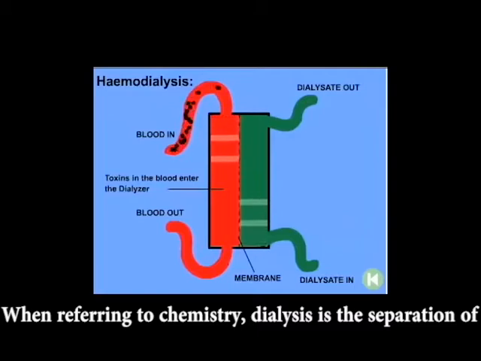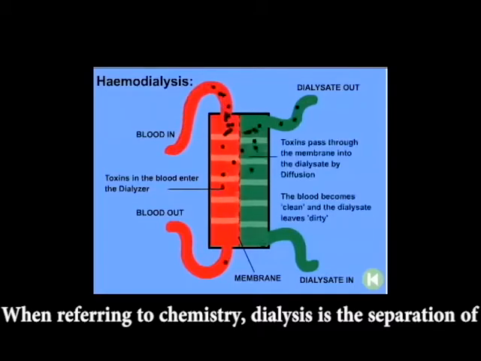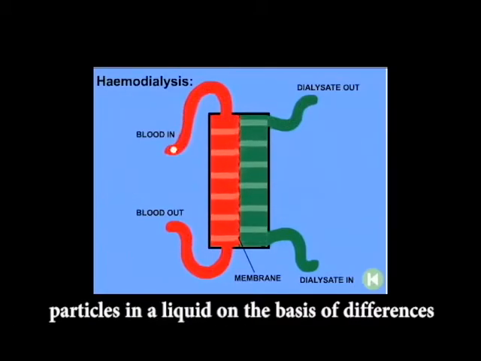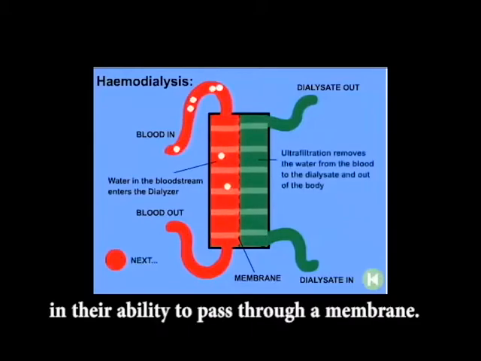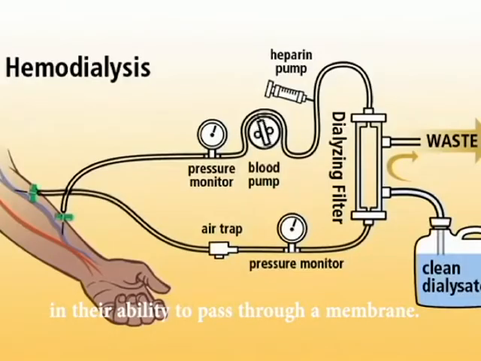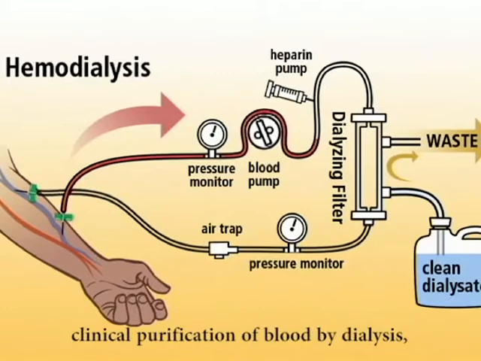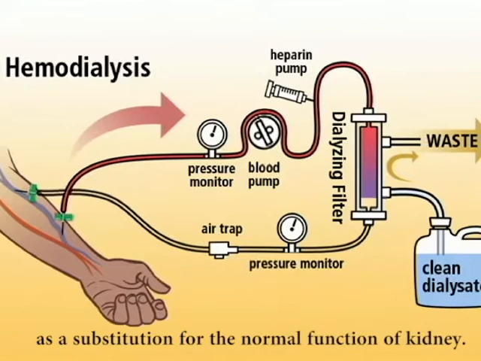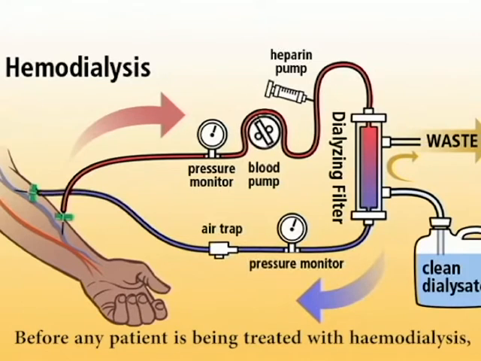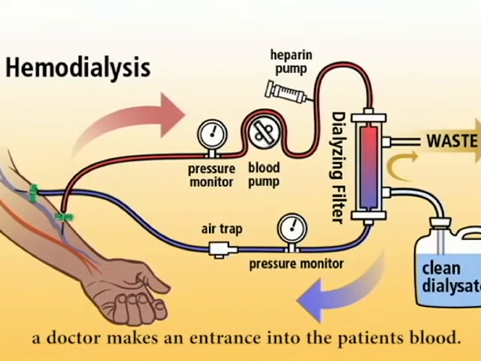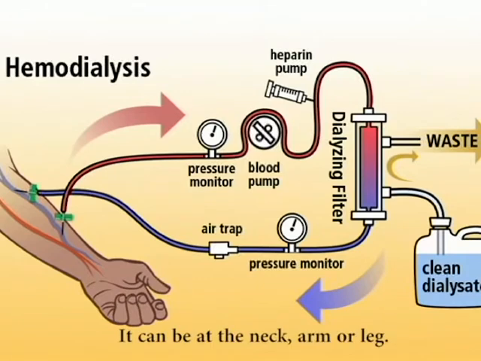When referring to chemistry, dialysis is the separation of particles in a liquid on the basis of difference in their ability to pass through a membrane. But when relating it to medicine, dialysis is the clinical purification of blood as a substitution for the normal function of the kidney. Before any patient is treated with hemodialysis, a doctor makes an entrance into the patient's blood. It can be at the neck, arm or leg.